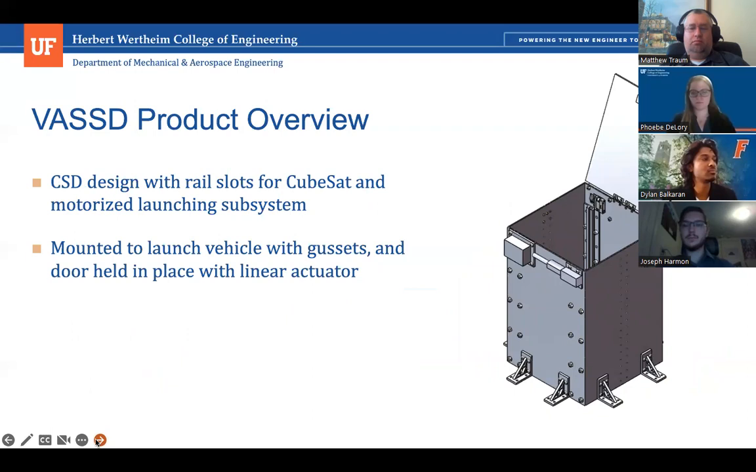So this is the first view you guys are going to be seeing of our final product. Our CSD uses the rail slots which were requested by the Aero Team 6 as their CubeSat design featured T-slots. And our system uses a motor flywheel launching subsystem to propel the CubeSat out of the CSD. It is mounted onto the launch vehicle using gussets, and the door is held in place with a linear actuator.